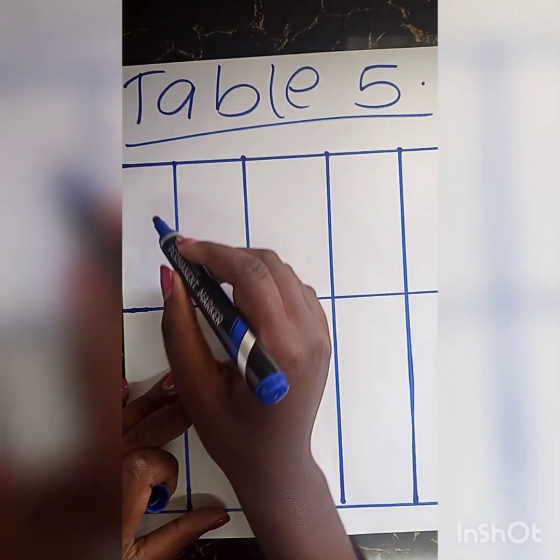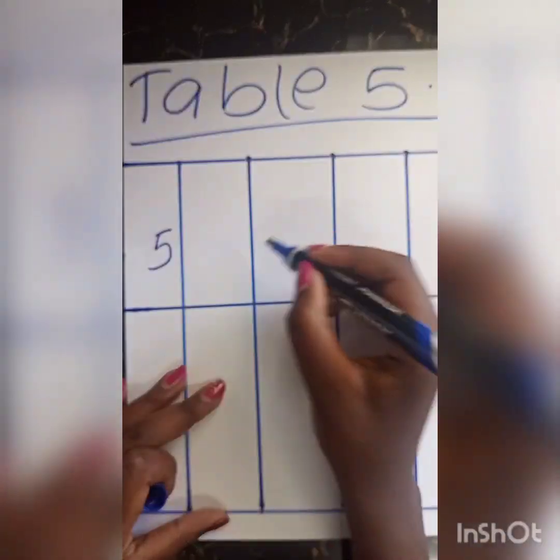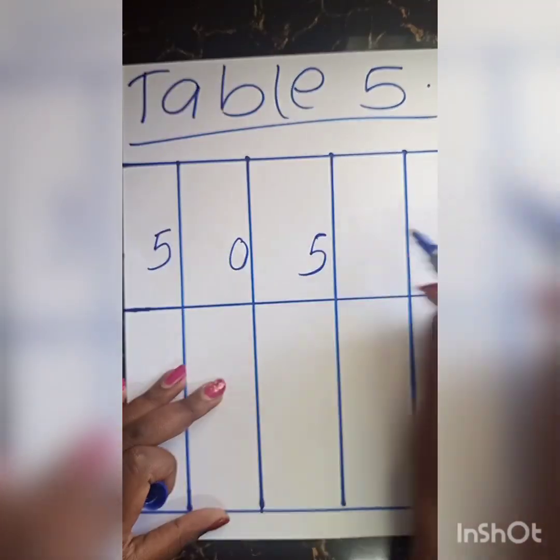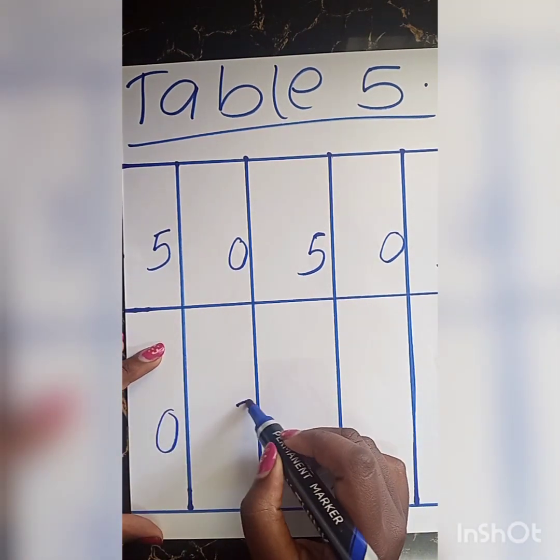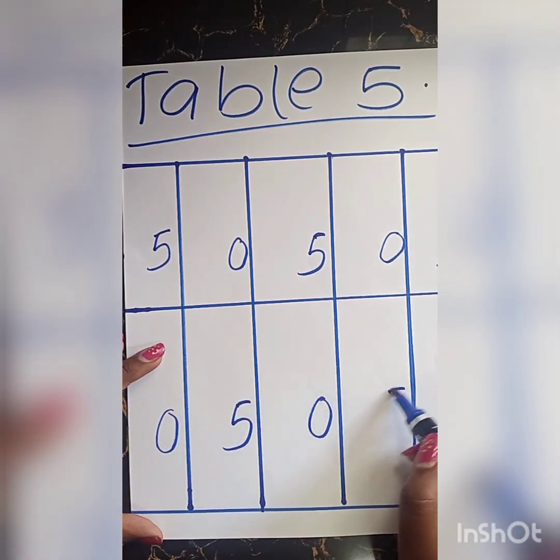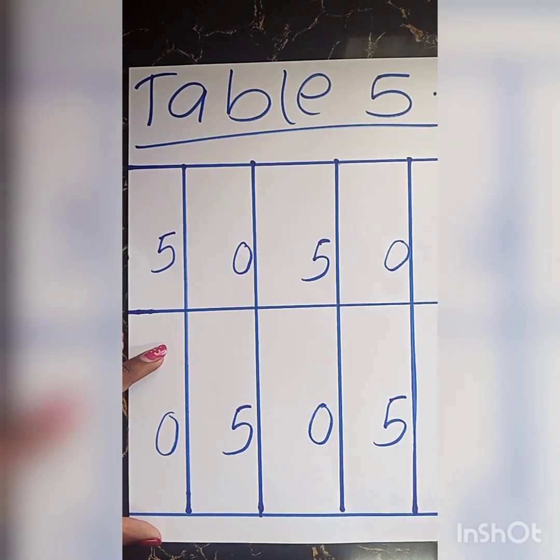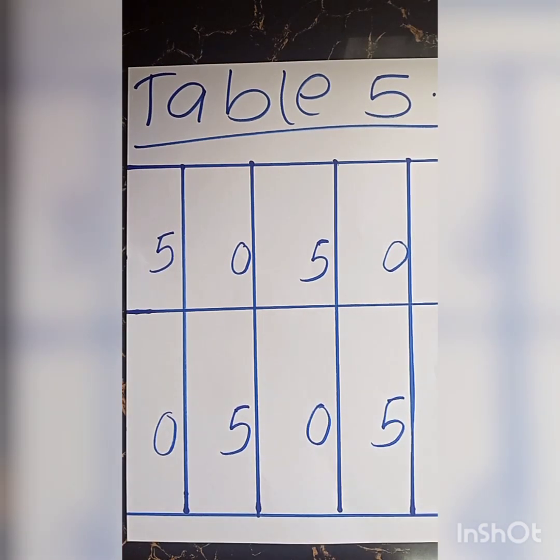So let's do that. We have a 5, 0, 5, 0, 5, 0, 5, 0, 5, 0. Okay, so what do we now write in the tens place?